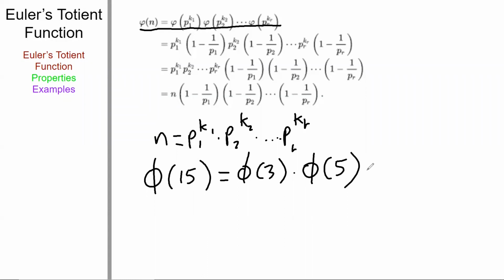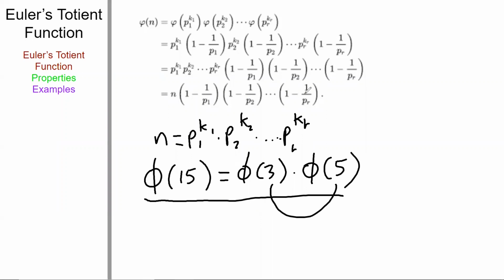And if you actually go out and count the number of numbers less than 15 that are relatively prime to it, you'll find out that this holds true. And this works as long as these two numbers are relatively prime, which means they share no common factors. And in our example in the first line here, you'll see that they extend it to more than 2 terms.